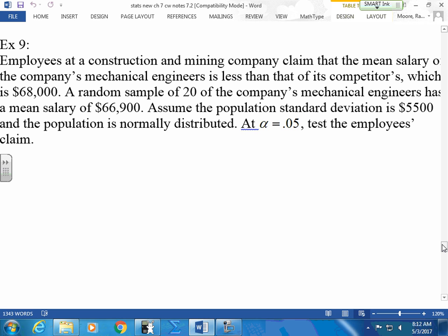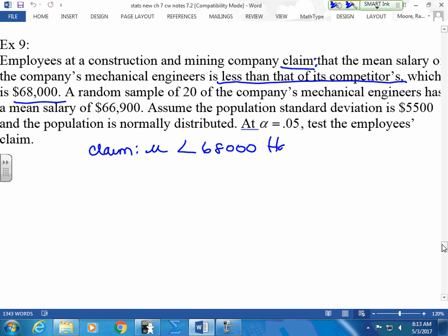Employees at a construction and mining company claim, oh, here's our claim right here, that the mean salary of the company's mechanical engineers is less than that of its competitor's salary, which is $68,000. So, what's my claim? My mean less than 68,000. Is this an H0 or an HA? HA. What's my H0?